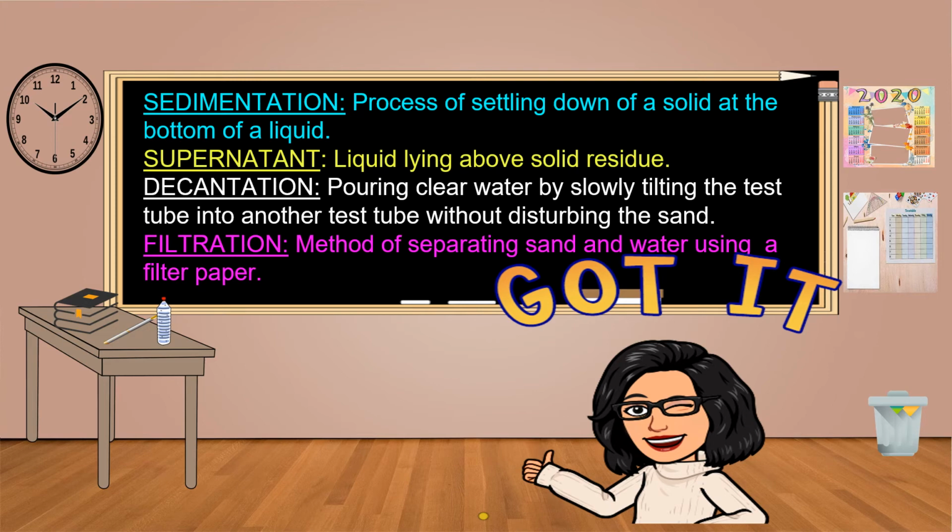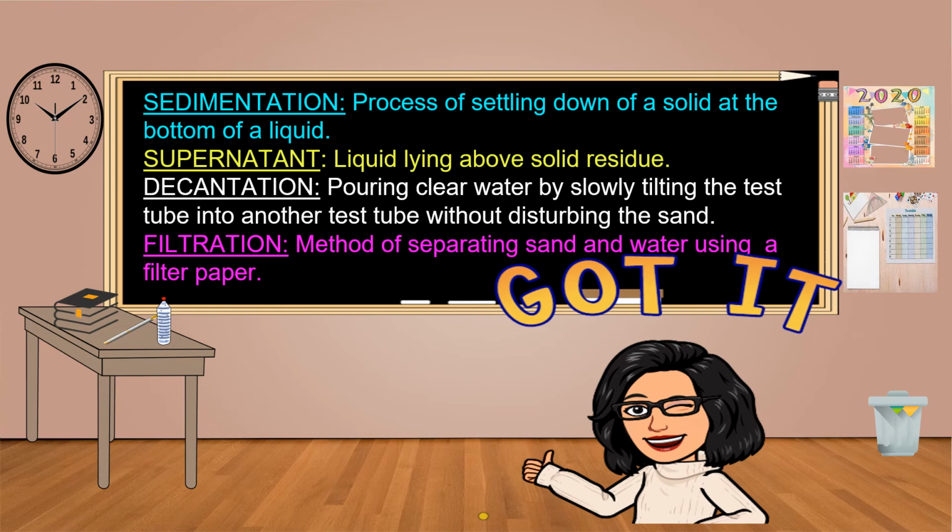Sedimentation. The process of settling down of a solid at the bottom of a liquid is called sedimentation. Supernatant. Liquid lying above the solid residue, that clear water, that is called supernatant. Decantation. Pouring clear water by slowly tilting the test tube or beaker into another beaker without disturbing the sand is called decantation.